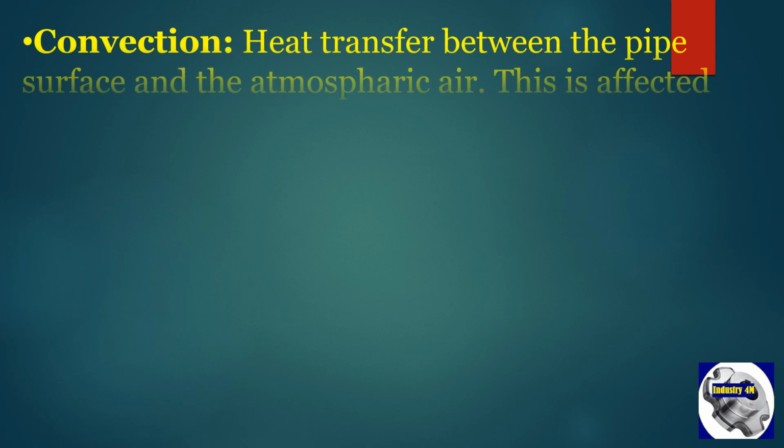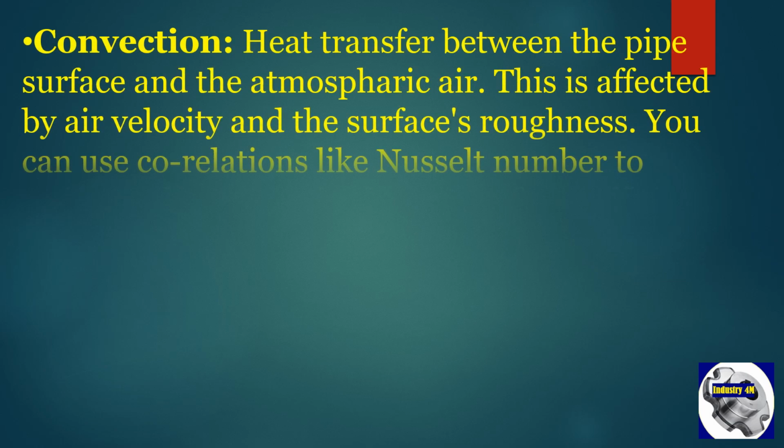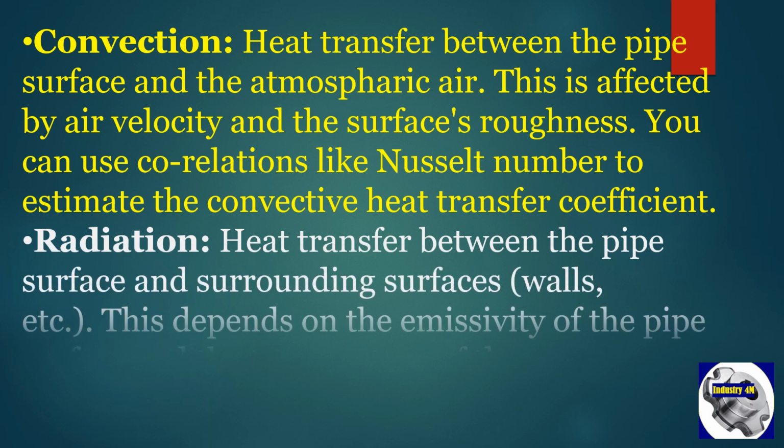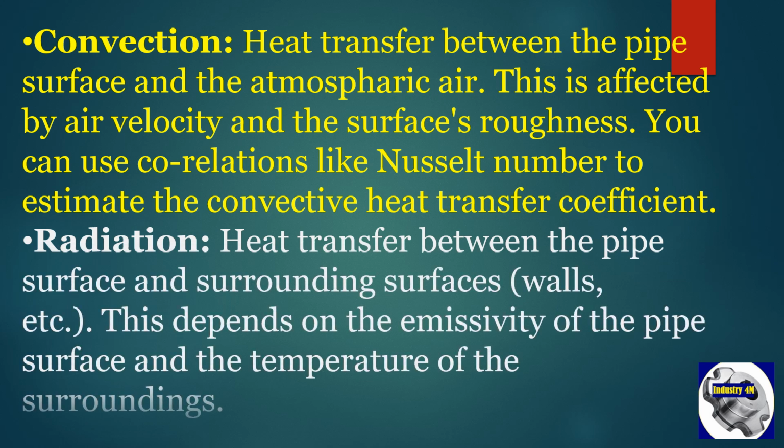What is convection? Heat transfer between the pipe surface and the atmospheric air. This is affected by air velocity and the surface roughness. You can use correlations like the Nusselt number to estimate the convective heat transfer coefficient. And radiation is heat transfer between the pipe surface and surrounding surfaces, walls, etc. This depends on the emissivity of the pipe surface and the temperature of the surrounding areas.